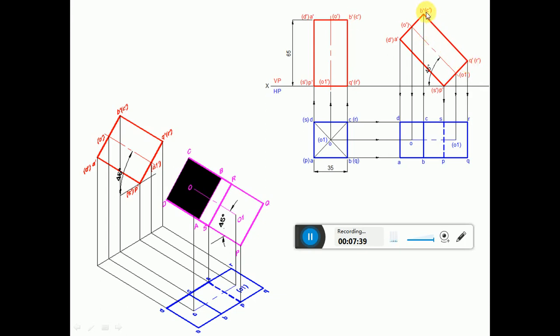From Q dash you cut an arc on this to get this point B dash C dash and name them. Then join A dash to B dash and then B dash to Q dash with a dark line, and this is already darkened and this is also already darkened.